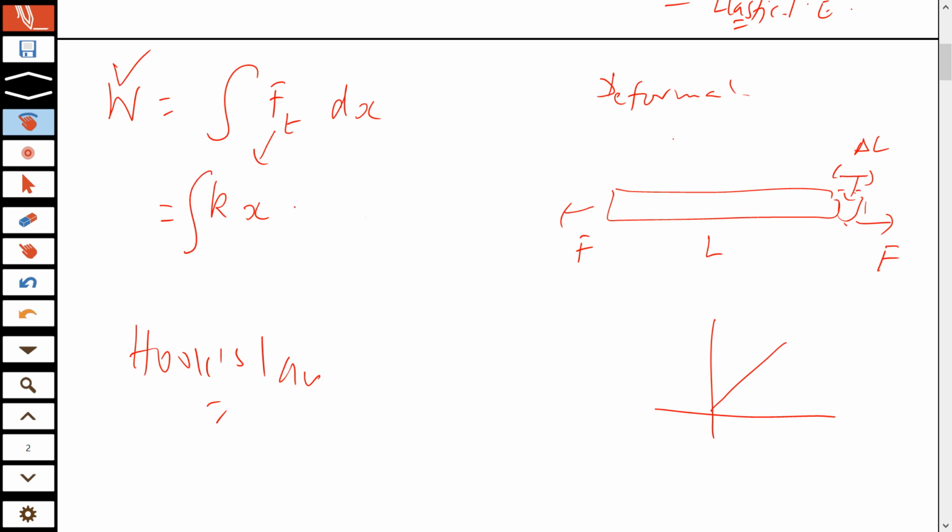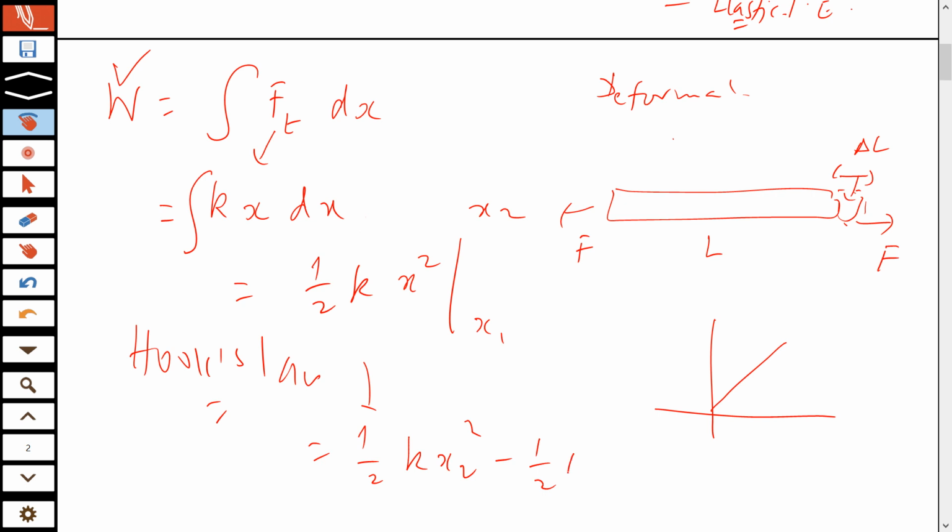And if I now integrate this, I'll get half k x squared, and if you integrate this between 2 points x1 and x2, I'll get half k x2 squared minus half k x1 squared, and this is a change in the elastic potential energy. Elastic potential energy. Okay.